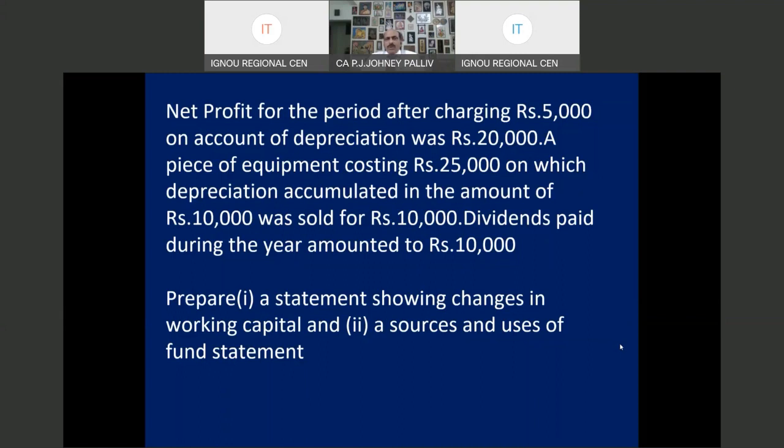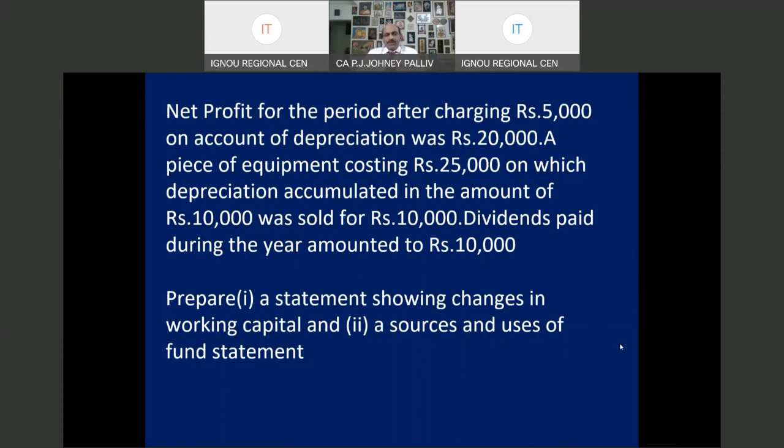Diminishing value, or written down value, means the value after depreciation. That means original cost 25,000, depreciation up to the date of sale 10,000. Therefore, the net value, that is the written down value after depreciation, is 25,000 minus 10,000, which is 15,000.